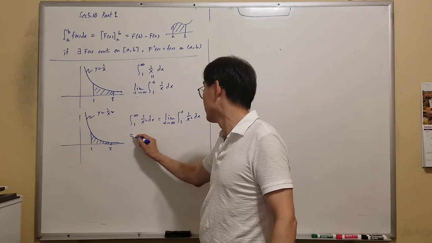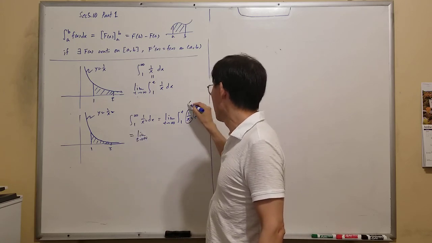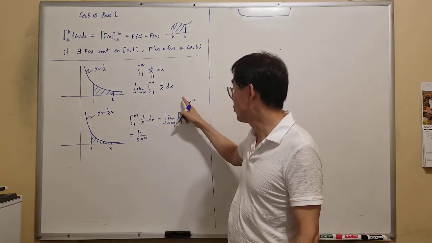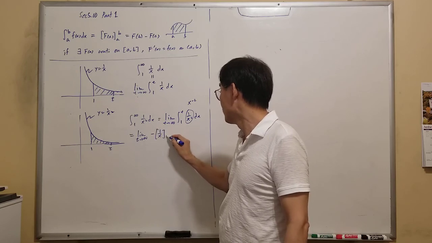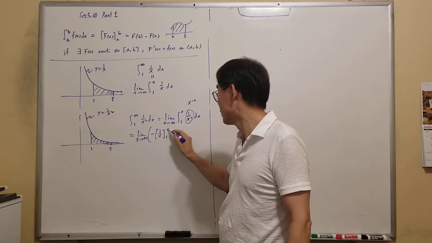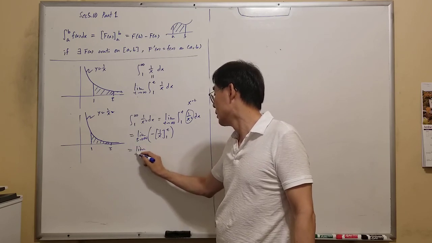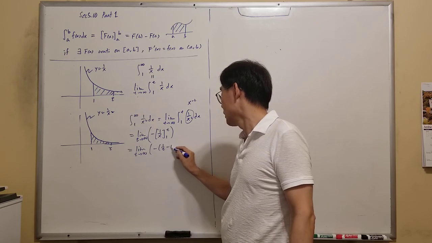Let's do this. Now this is actually negative 2. The antiderivative is adding 1, negative 1, 1 over negative 1, so negative 1 over x from 1 to t. That is negative of 1 over t minus 1.